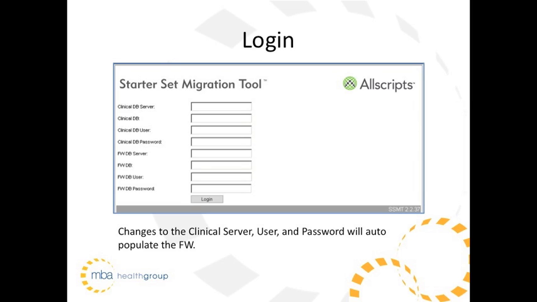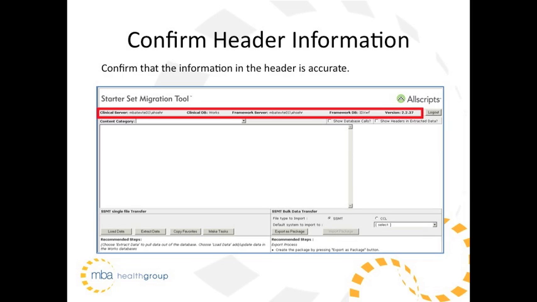Here we see the login screen of SSMT. In order to log in, we will need to enter the clinical and framework database server, name, user, and password. Note that changes to the clinical server, user, and password will auto-populate the framework user and password. The first thing we need to do once logged in is check the header information. We can confirm that the clinical and framework server and databases are the desired server and databases. We can also confirm that we are using the appropriate version of SSMT.